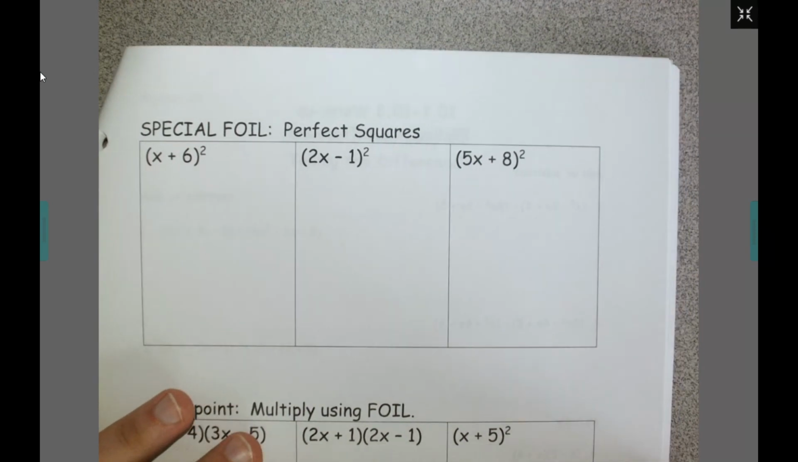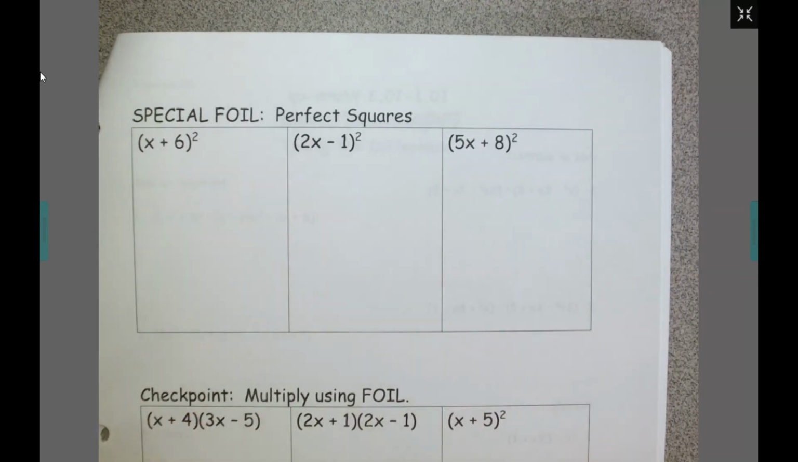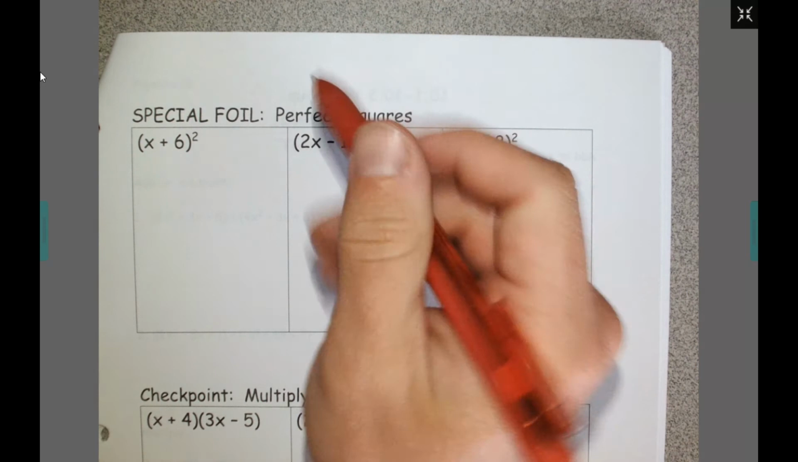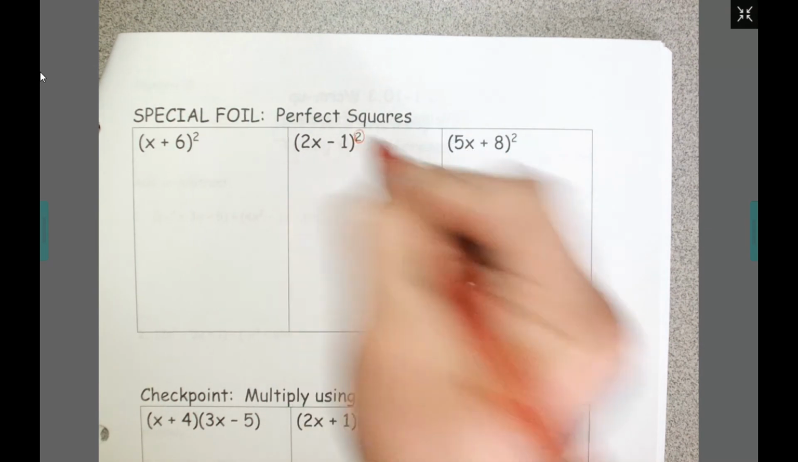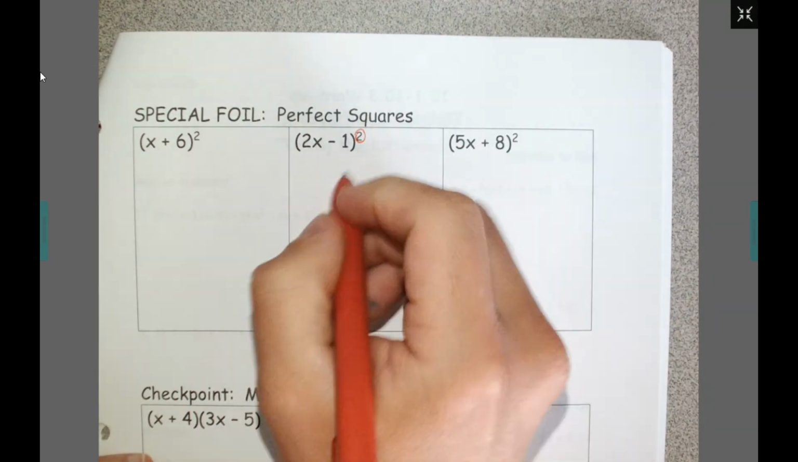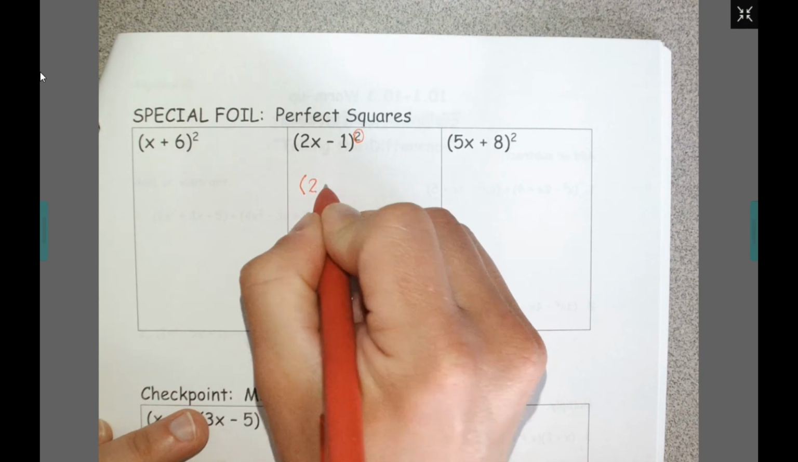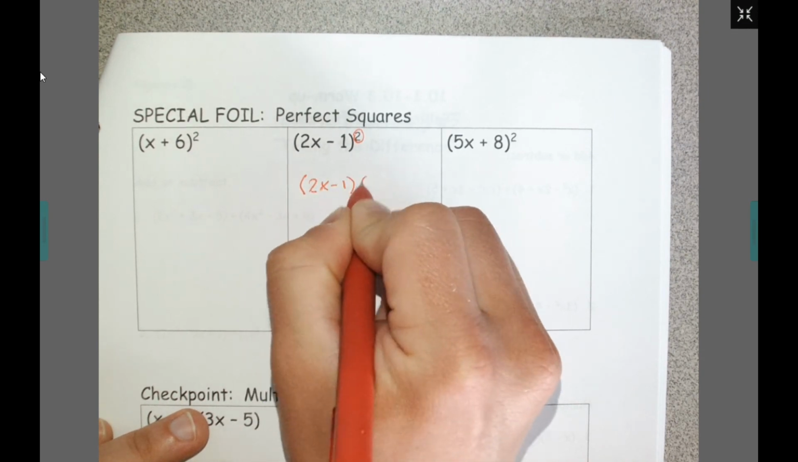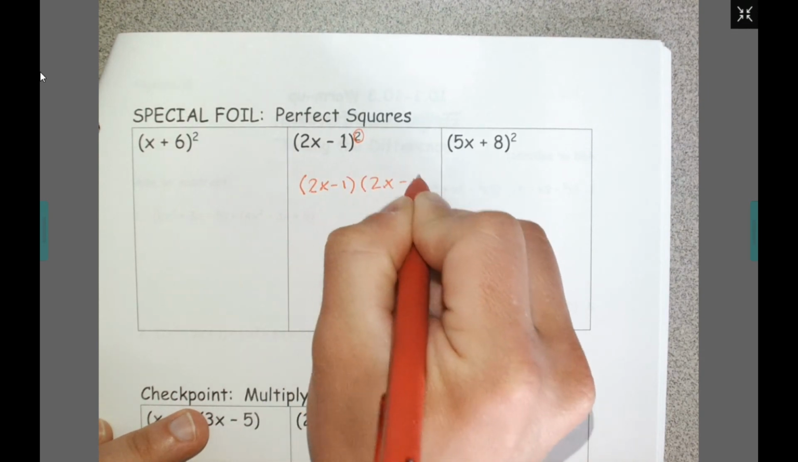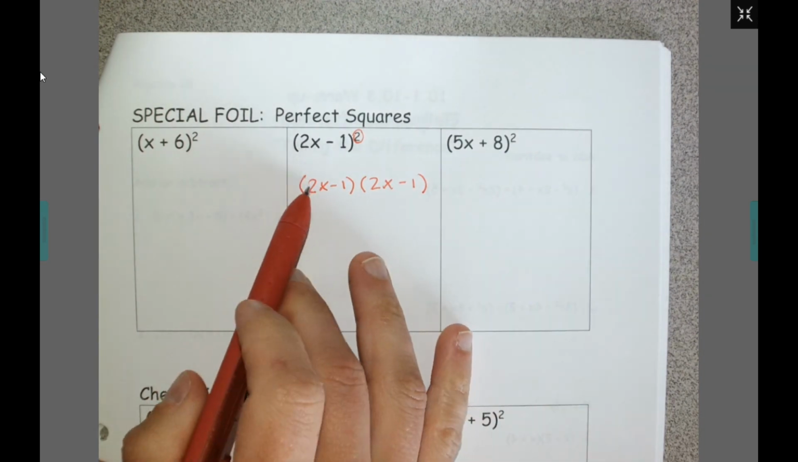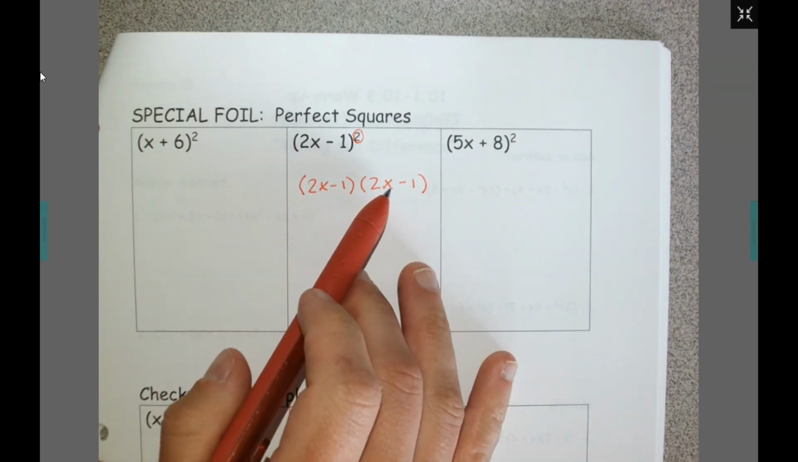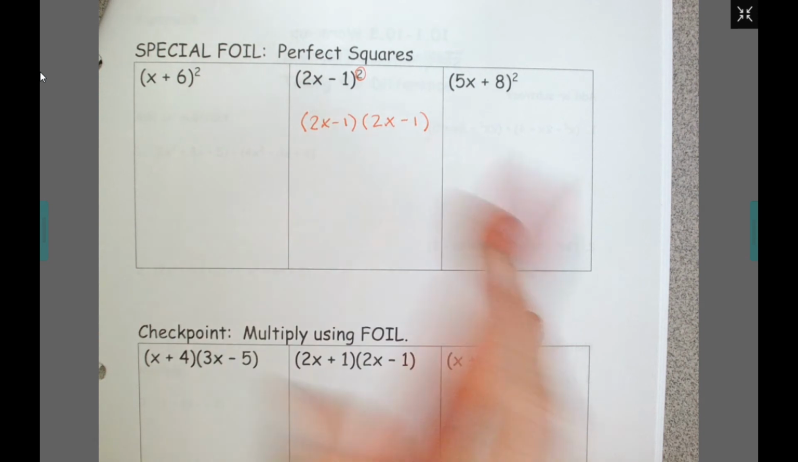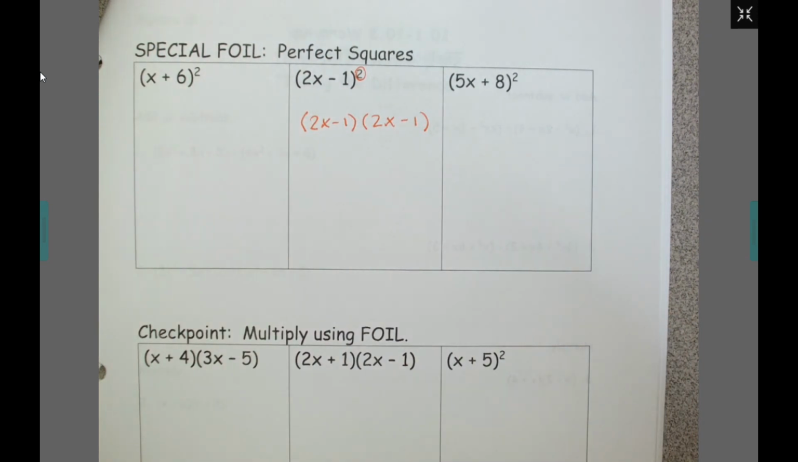The other thing we're going to look at here is if we have special squares. So really here, all we're doing is, when you have an exponent of 2 outside of parentheses, that is telling you to rewrite these parentheses twice. So in this case, I have 2x minus 1, 2x minus 1 written out twice because we had an exponent of 2.